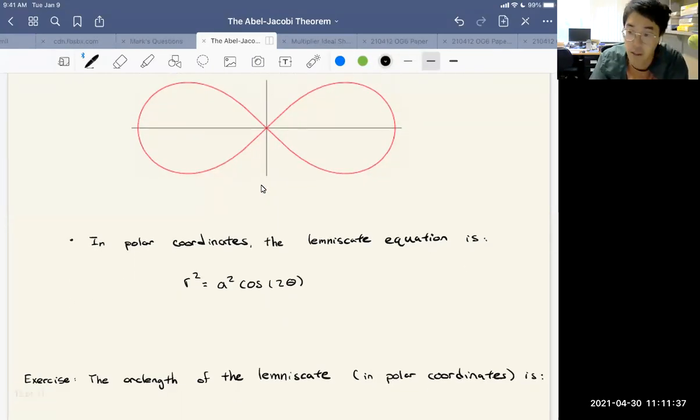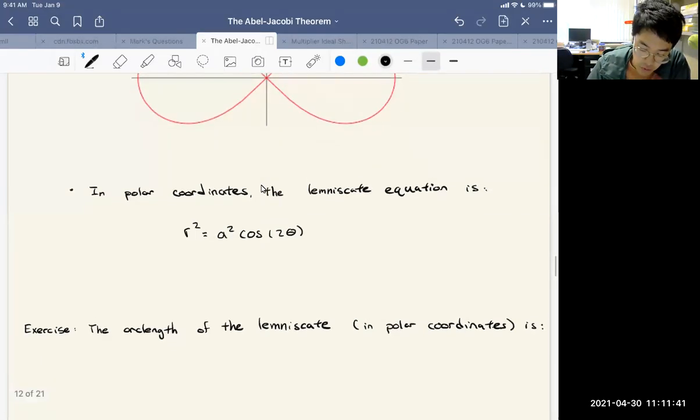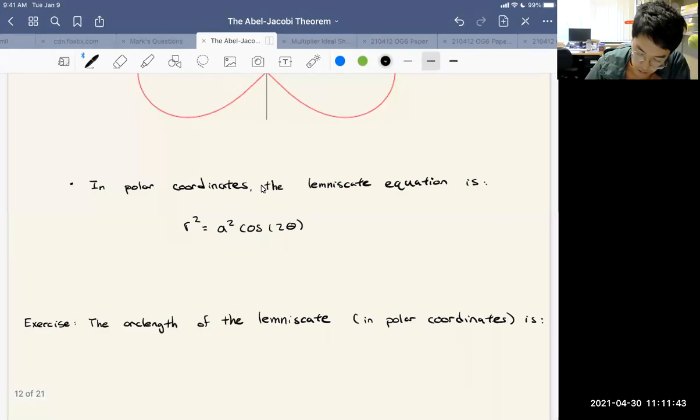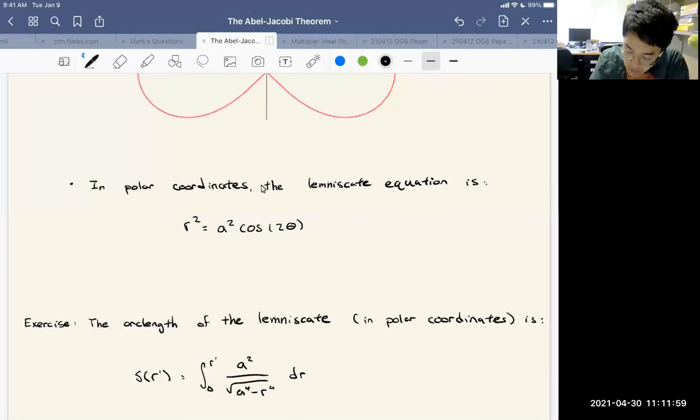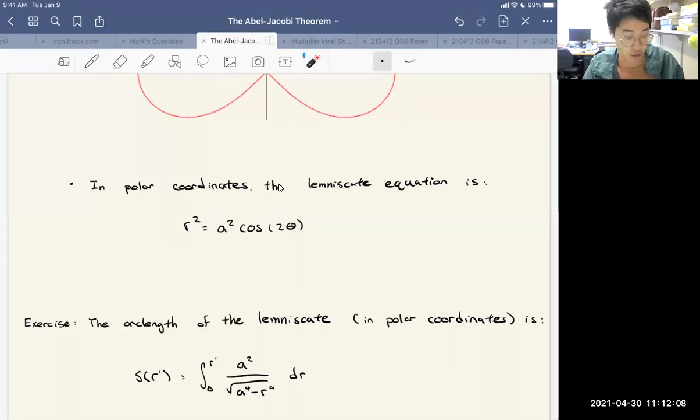Bernoulli was studying the arc length of this equation. He computed that the arc length, which I'll denote by S, is equal to the integral from 0 to r prime of a squared over the square root of a to the 4th minus r to the 4th, dr. So there's no exact formula for the arc length. It's one of these functions which is defined as an integral.